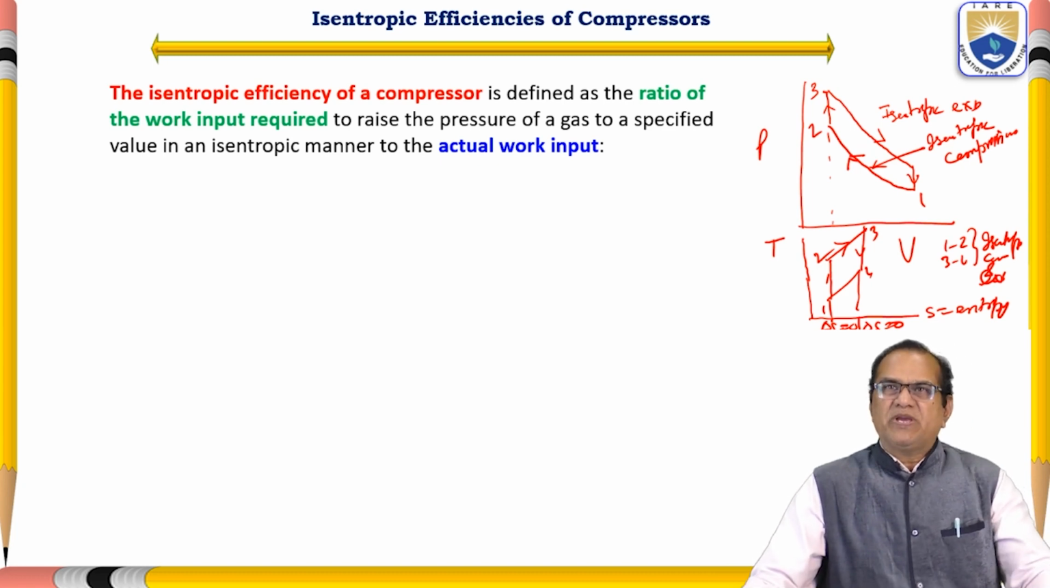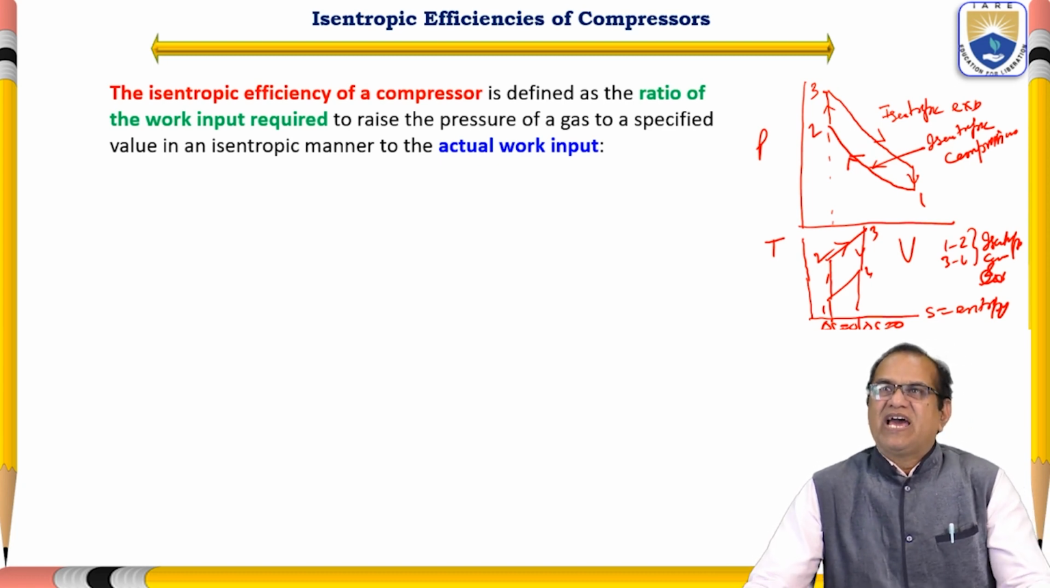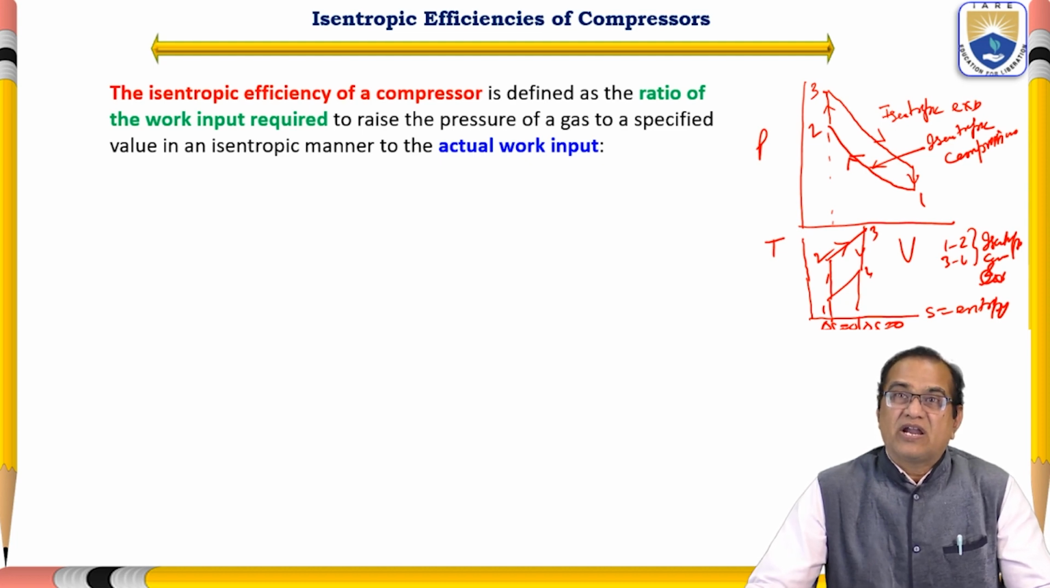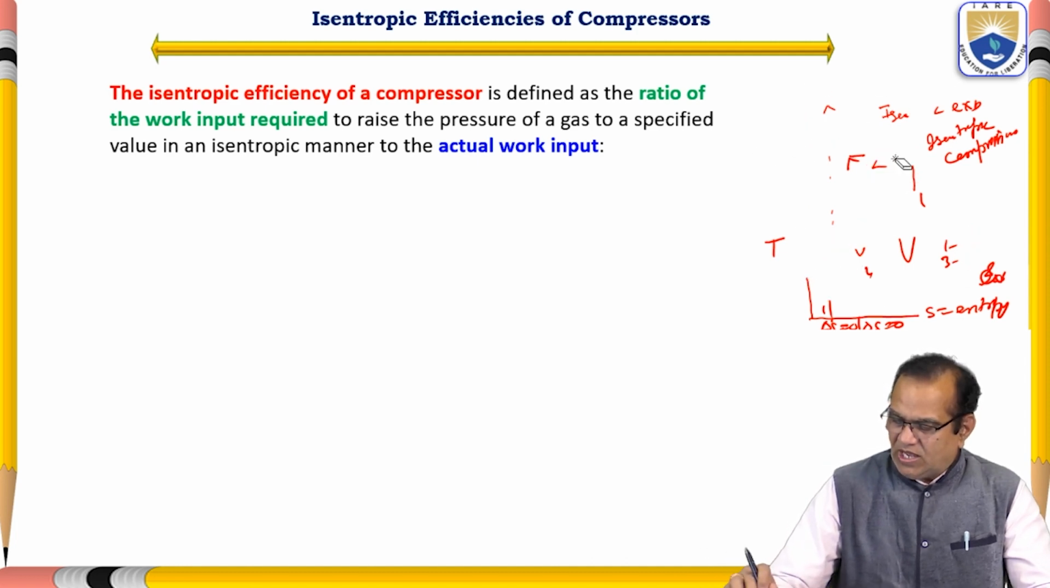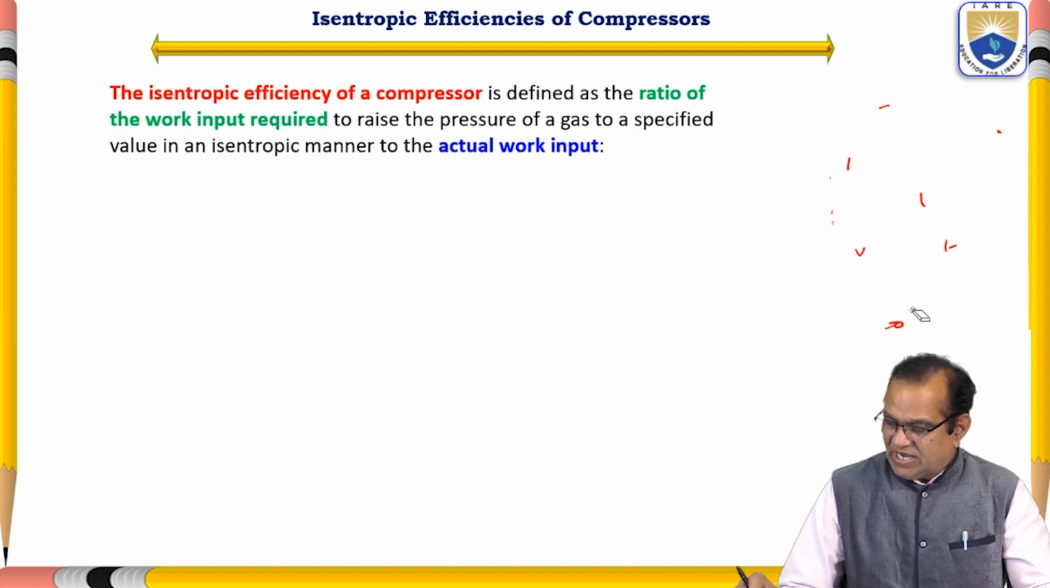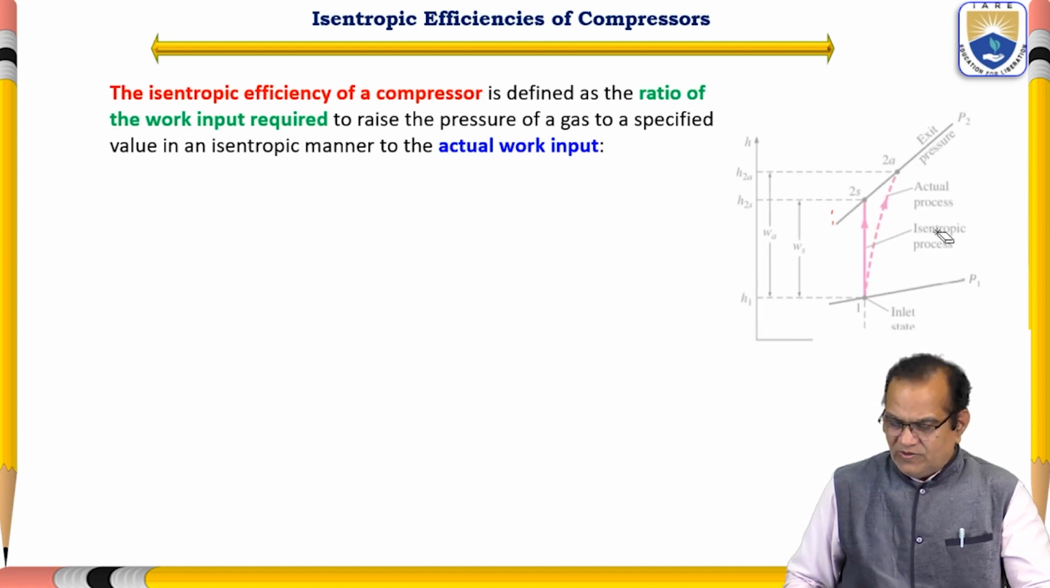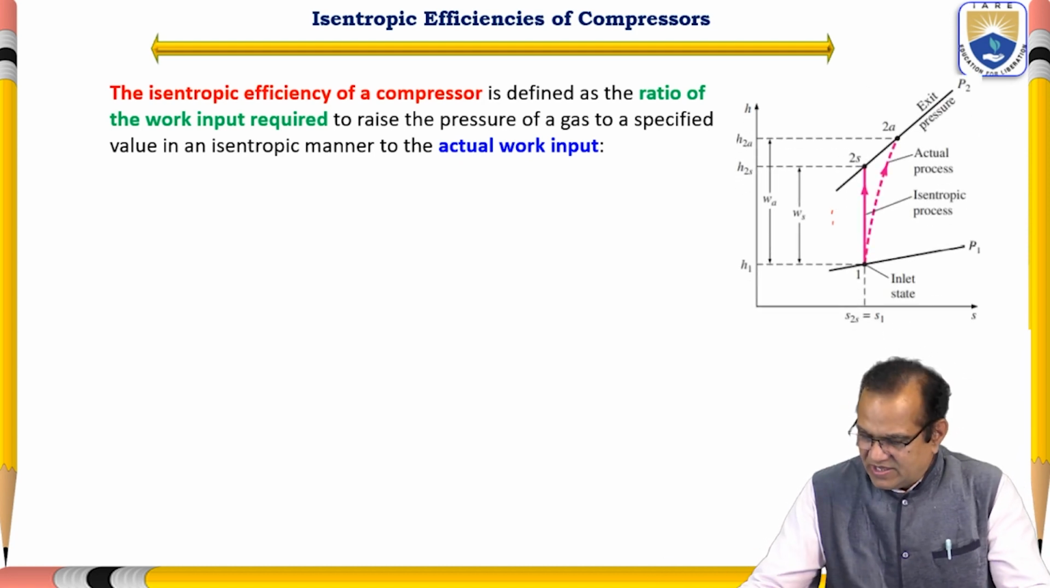So the isentropic efficiency of a compressor is defined as the ratio of the work input required to raise the pressure of a gas to a specified value in an isentropic manner to the actual work. So it is the ratio of the isentropic work and the actual work. So we see here in this diagram.